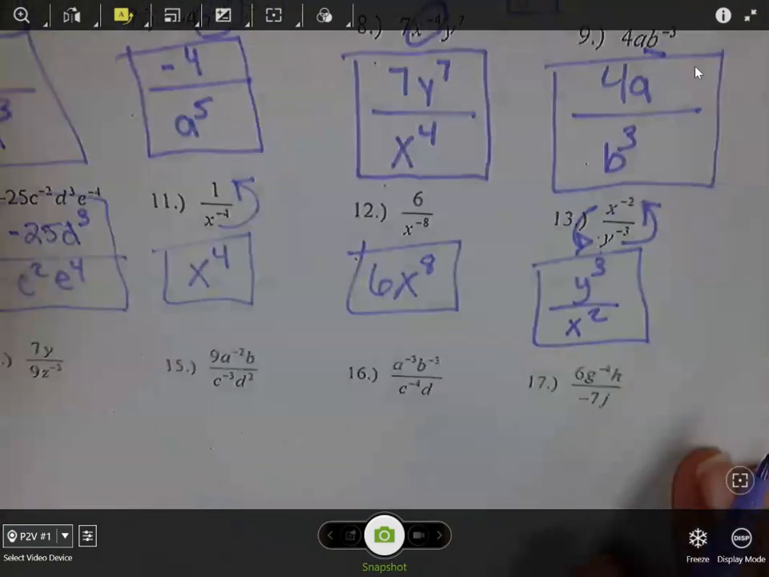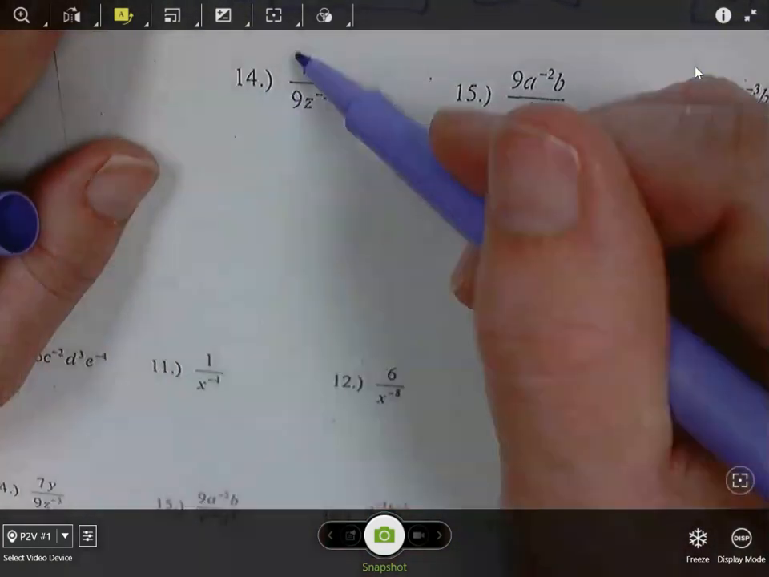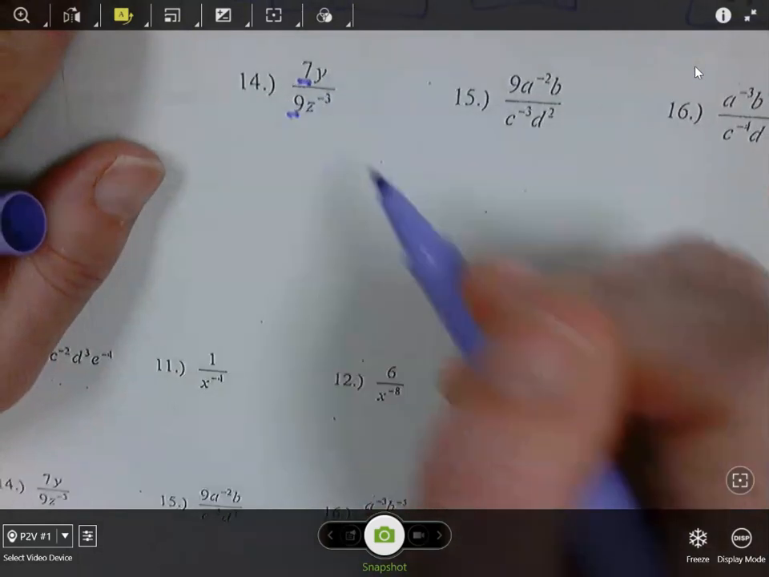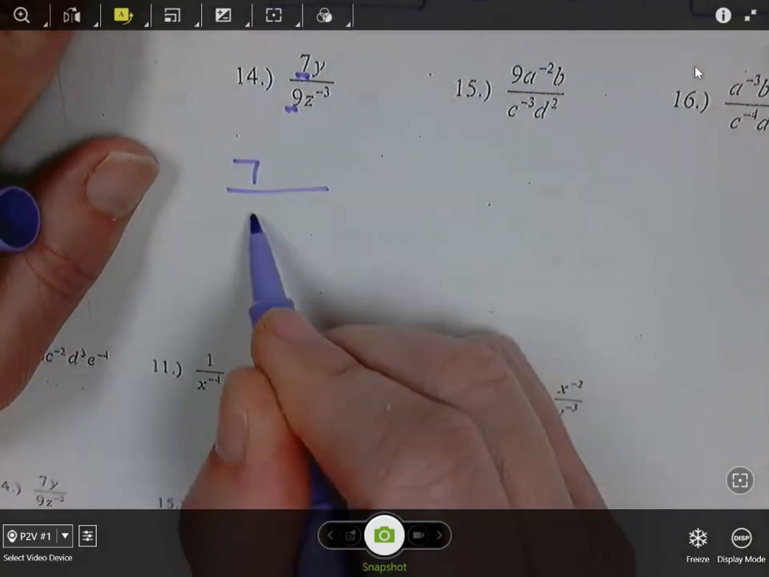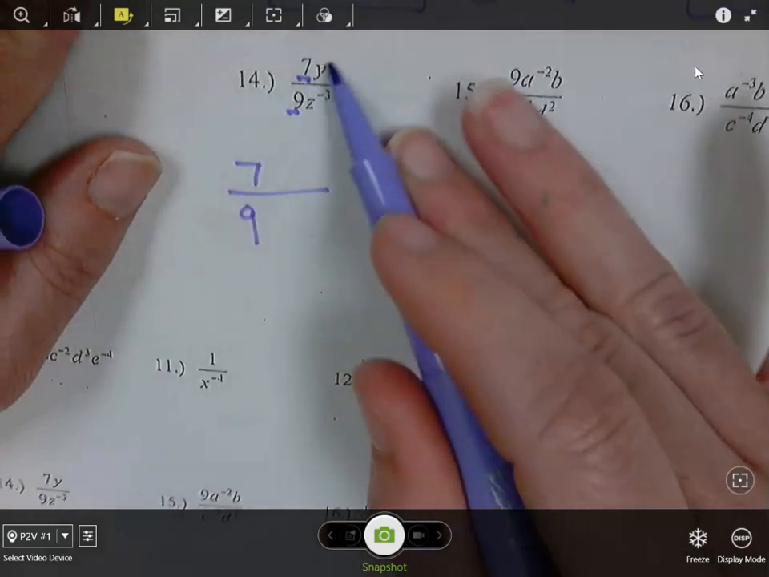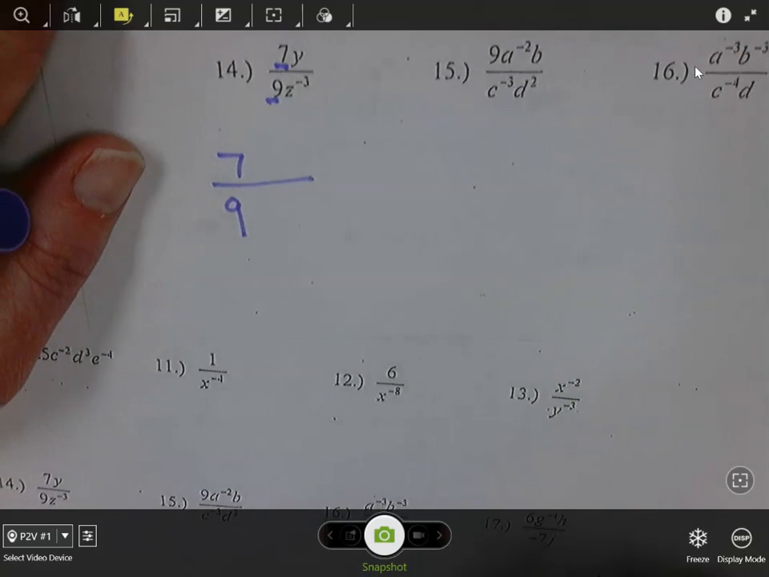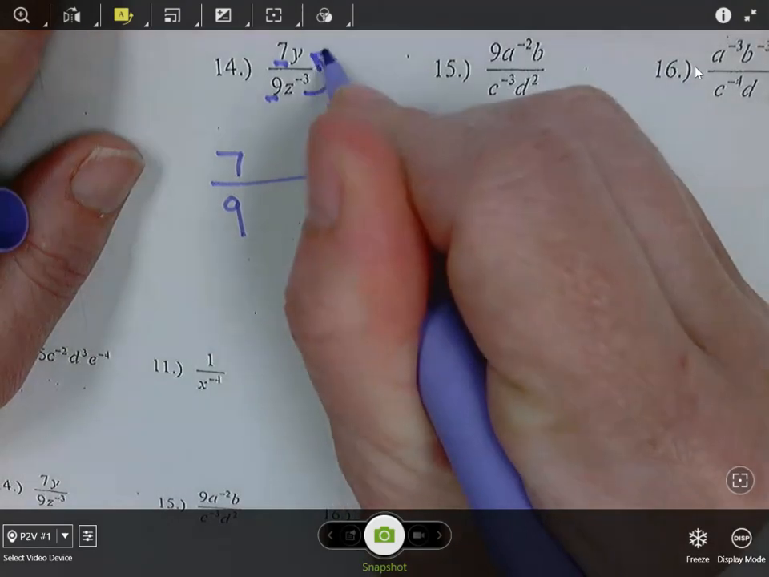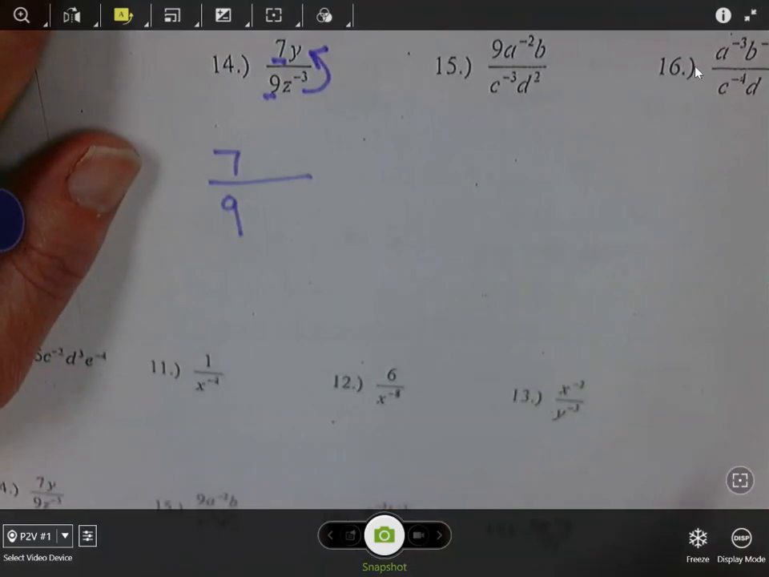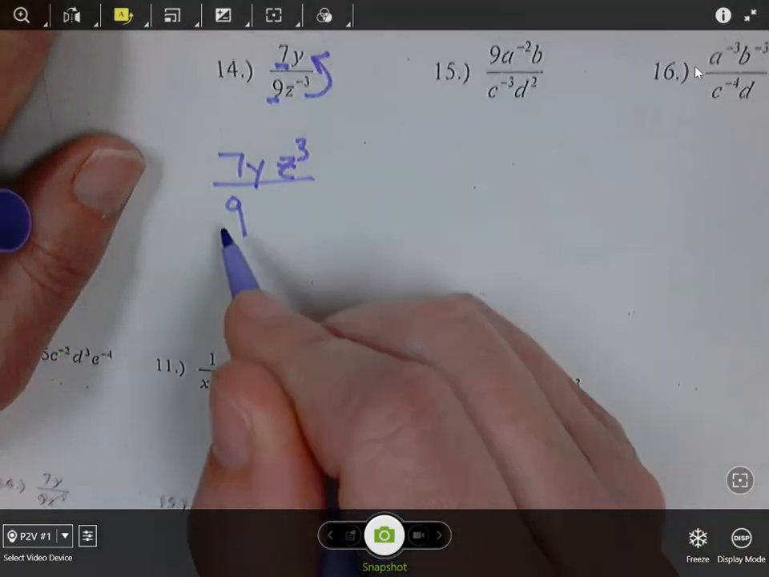All right, number 14. Now, when you have a coefficient, 7 over 9, what you need to do first is see if you can reduce 7 over 9. Can I reduce 7 over 9? No. So let's leave that as 7 over 9. Now check your variables and see if you need to move anything. Anybody see anything that I need to move? Gavin? Where do I need to move it to? What's on the bottom? Move it to the top. What about that Y? What's going to happen to it? It's going to stay. And it's going to be 7yz to the third over 9.